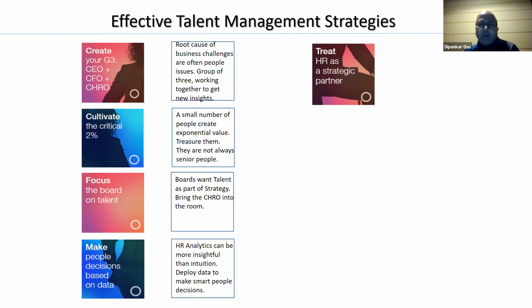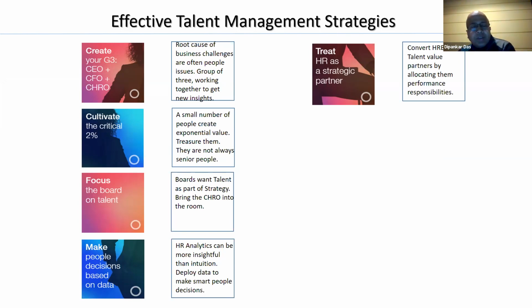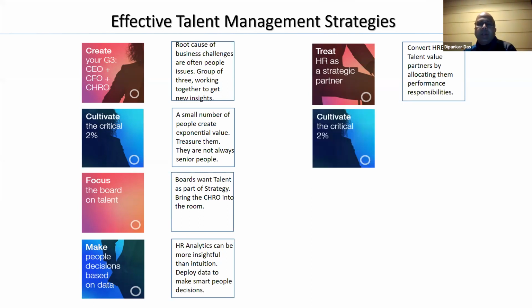Treat HR as a strategic partner. So that's something we discussed earlier. HR has to be on the table, and the CHRO has to be an active member of the leadership. So convert the HRBP toward talent value partners by allocating them performance responsibility. So very often at the lower level, what happens is the HR business partner is just focused on controlling attrition or doing few transactional activities. They should see themselves as value partners, as ensuring business value on various dimensions, and not just focused on retaining talent and controlling attrition. So that's very critical.